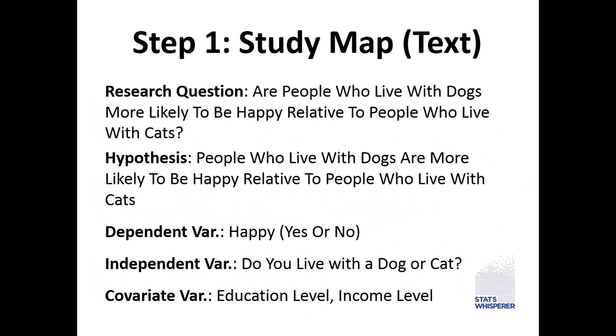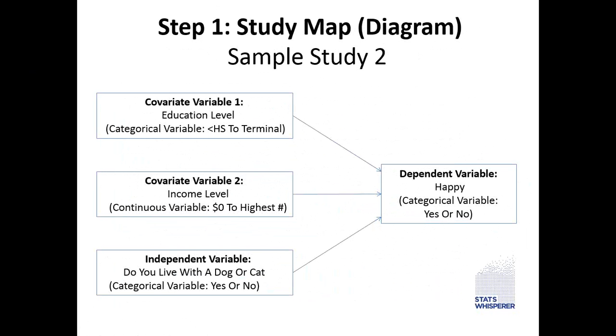Same deal when we write it in text. We have our research question, hypothesis, the dependent variable, happy, yes or no, and the independent variable, do you live with a dog or a cat, and the covariate variables again. And we also have it in diagram form. Same thing, except the dependent variable is now happy, yes or no.